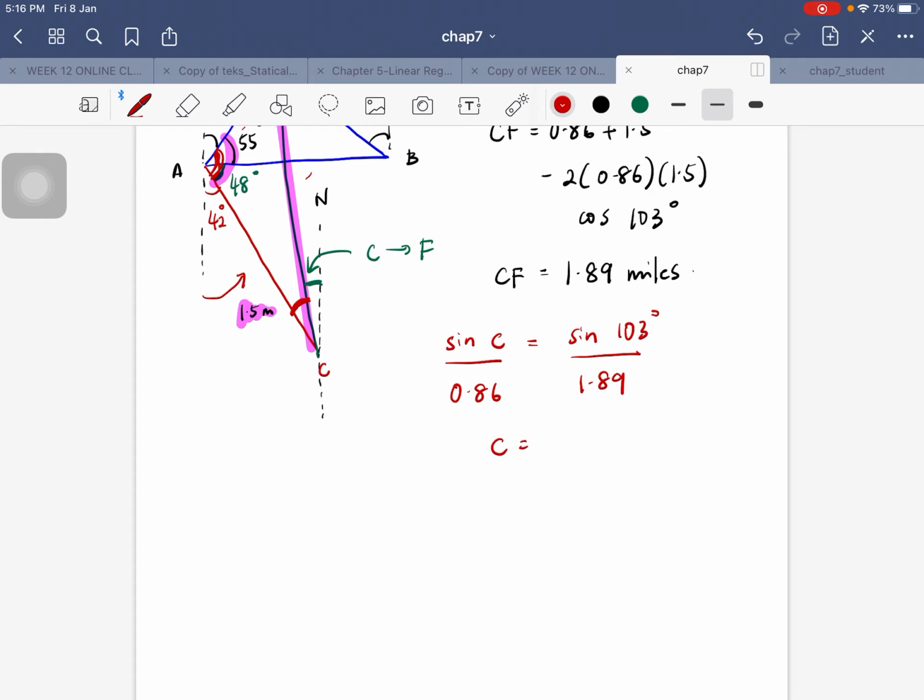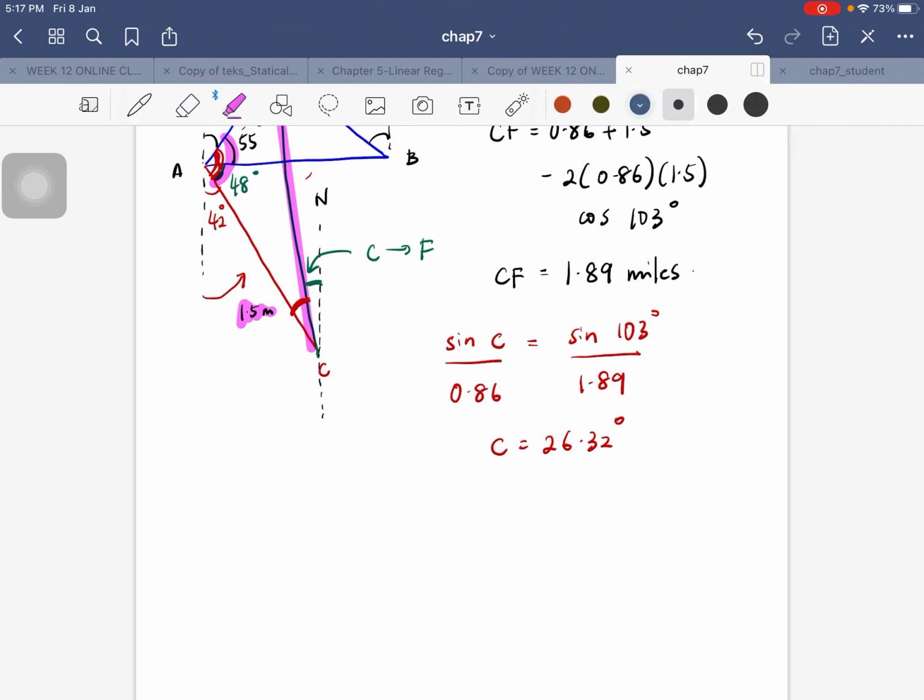And now I'm going to find the value of C. First, I'm going to find sine C, which is given by sine 103 divided by 1.89 multiplied by 0.86. No, hold on. I forgot to put the bracket for the angle. Be careful with that. So I got a value of 0.4433, which I'm going to sine inverse. When I sine inverse the answer, I will get a value of 26.32 degrees. So that is going to be my angle C.